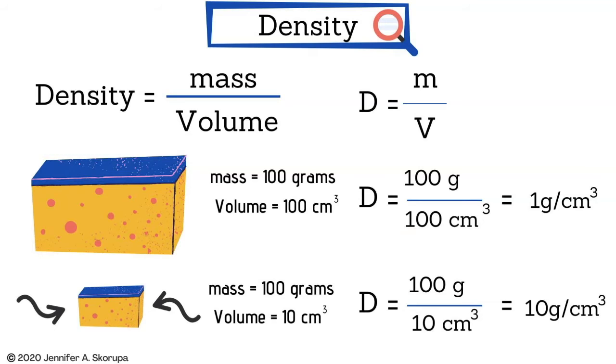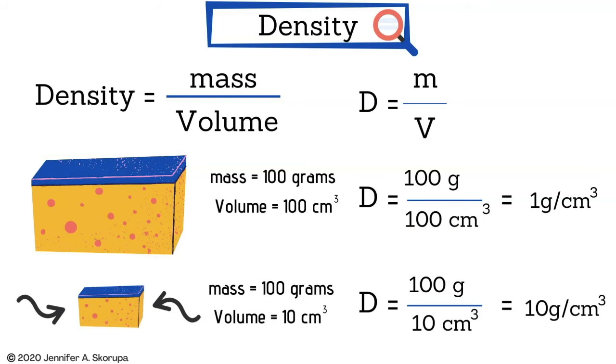Let's use these two sponges as an example. Both sponges have the same mass of 100 grams. However, the bottom sponge has been squeezed to create a smaller volume. The top has a volume of 100 cubic centimeters, while the bottom has a volume 1/10 of that, to just 10 cubic centimeters. Now we can calculate the densities, and they are 1 gram per centimeter cubed and 10 grams per centimeter cubed. The top sponge has a lower density than the bottom sponge because that mass is spread out over a greater volume.